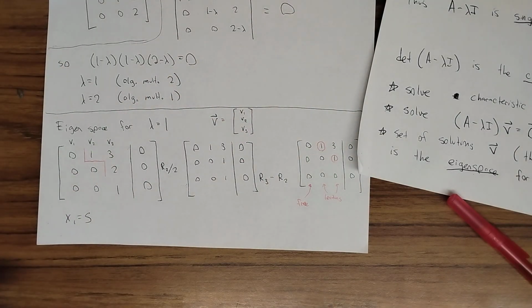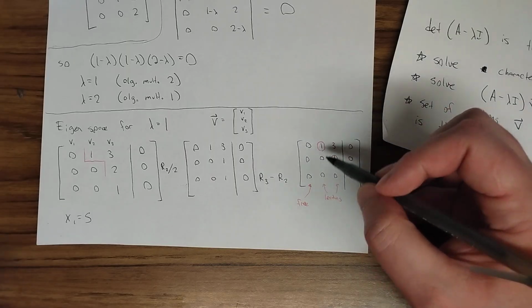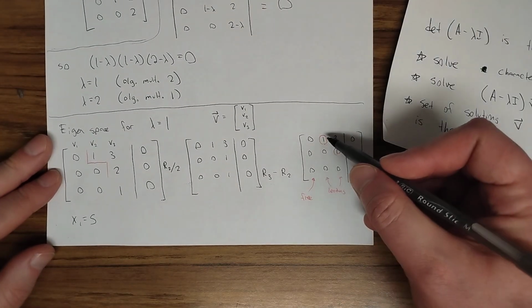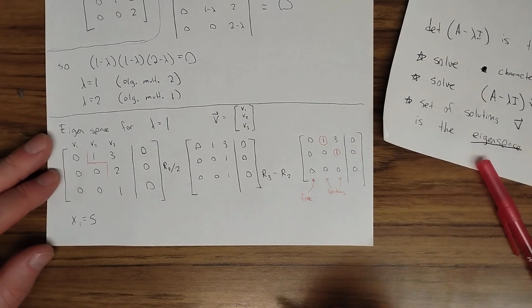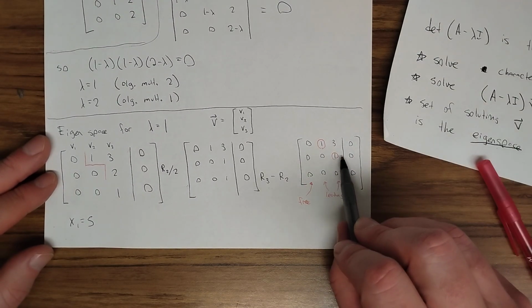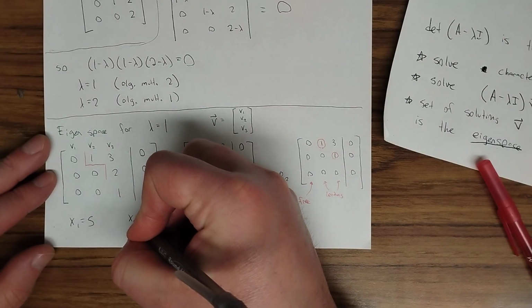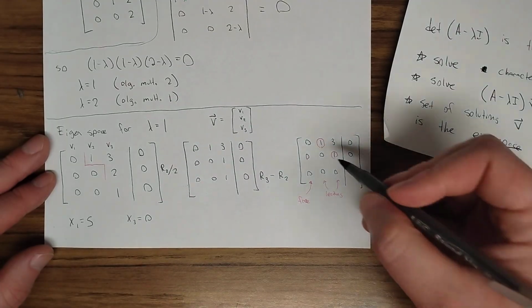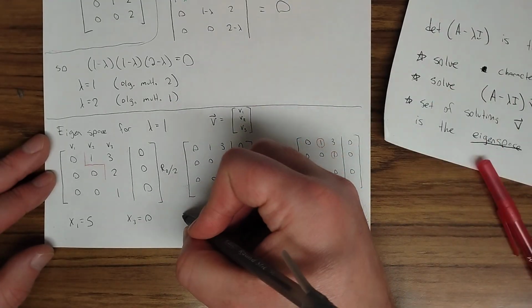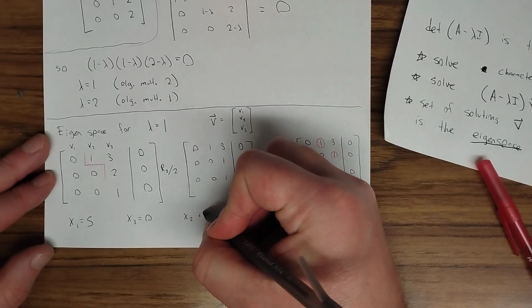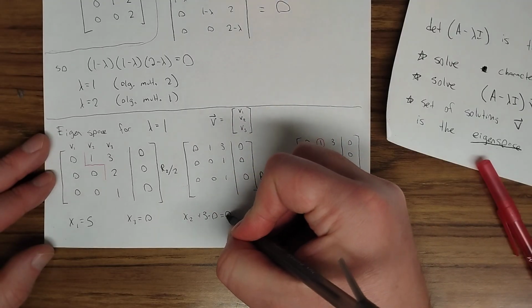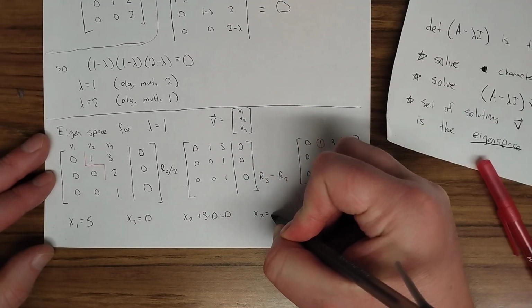The way I typically handle this is I call the free variable s, and if I had another free variable, I would say t, and so on. I just go down the alphabet. And then I solve for the leading variables. So this bottom equation is going to tell me x3 is just 0. The top equation tells me x2 plus 3x3, but I'll just write 0 because we know x3 is 0, equals 0. So x2 is 0.